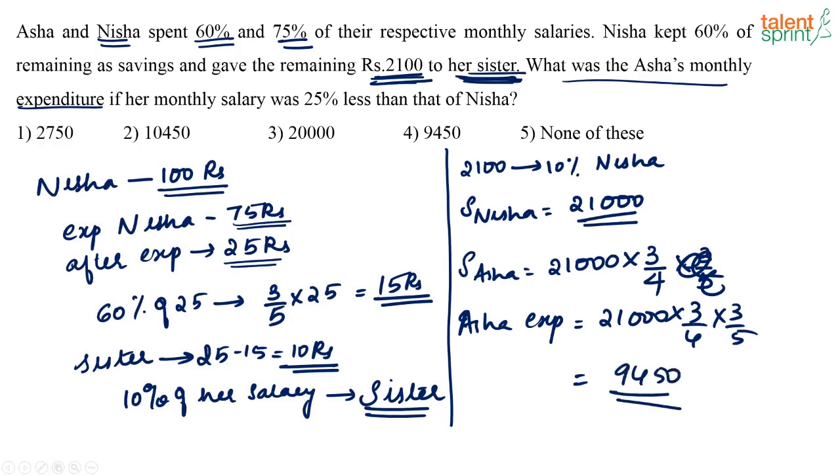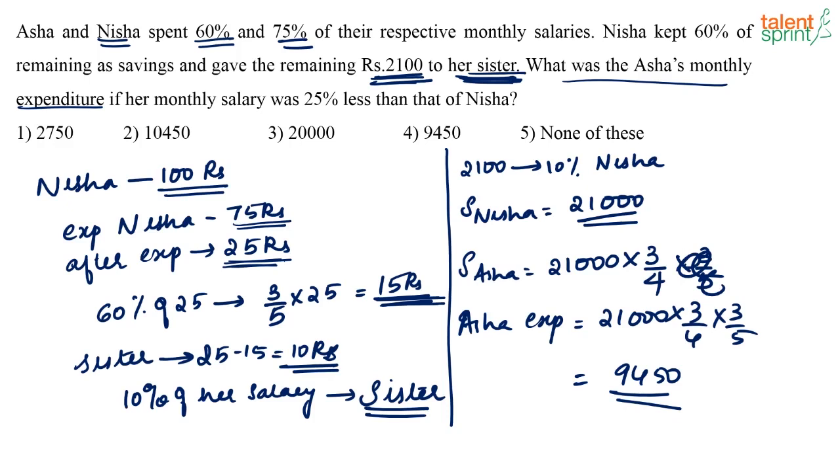So I'll just explain what I did. I assumed that Nisha's salary is 100 rupees. So Nisha's expenditure is going to be 75 rupees. After her expenditure, she has 25 rupees left with her. So now what is she doing? From this 25 rupees, 60% she is saving, or she is saving 15 rupees totally. Okay. Now whatever amount that she had remaining, she had 25, out of which 15 she is saving, and the remaining she is giving to her sister. So what is the amount that she is giving to her sister? She is giving 25 minus 15, or I can say she is giving 10 rupees to her sister.